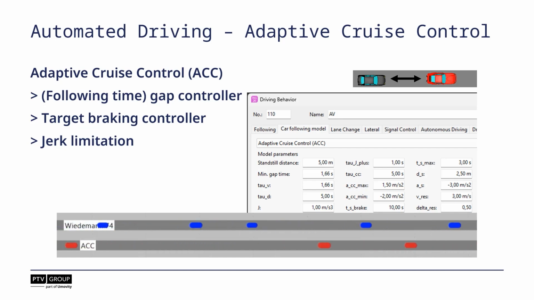Well, and below you probably already observed the animation, which shows Wiedemann 74 vehicles and ACC next to each other. Admittedly, the differences are hard to tell, but what you might be able to observe is that the ACC controlled vehicles are more regular and stable in terms of the distances and the gaps that they maintain.